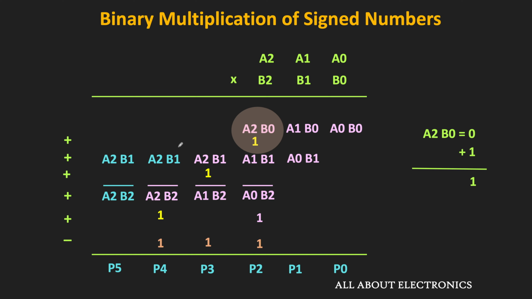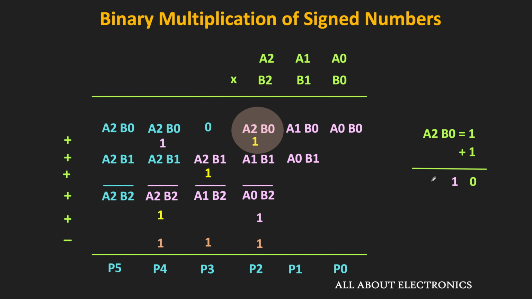On the other hand, let us see the same thing when this A2B0 is equal to 1. So if the A2B0 is equal to 1, then after adding this 1, the sum will be equal to 0 while the carry will be equal to 1. That means now at this location we will have 0 and this carry will be forwarded to the next stage. So once again in the next column, this A2B0 is equal to 1. Therefore, this 1 plus 1 is equal to 0 and there will be a carry of 1. And once again, it will be forwarded to the next column.